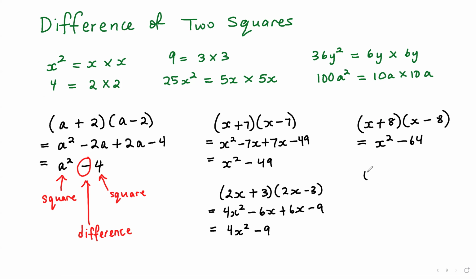Again, if I had 5x minus 2 by 5x plus 2, I would expect the answer to be 5x squared, which is 25x squared, minus 2 squared, which is 4, right? So the main thing is being able to recognize a difference of squares. That's the last thing we're going to look at now.